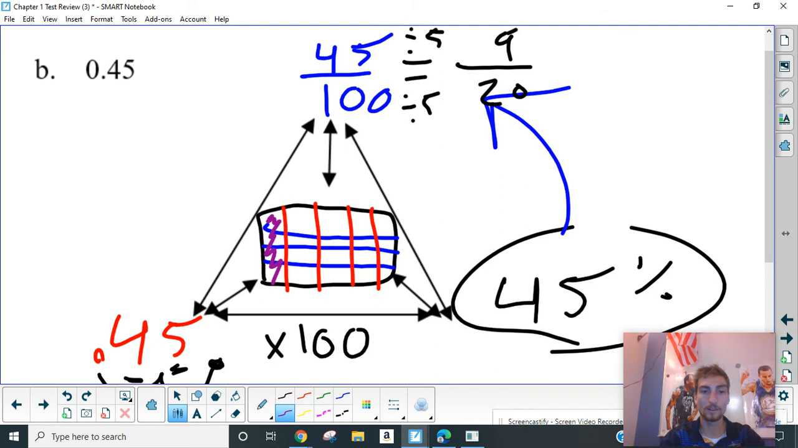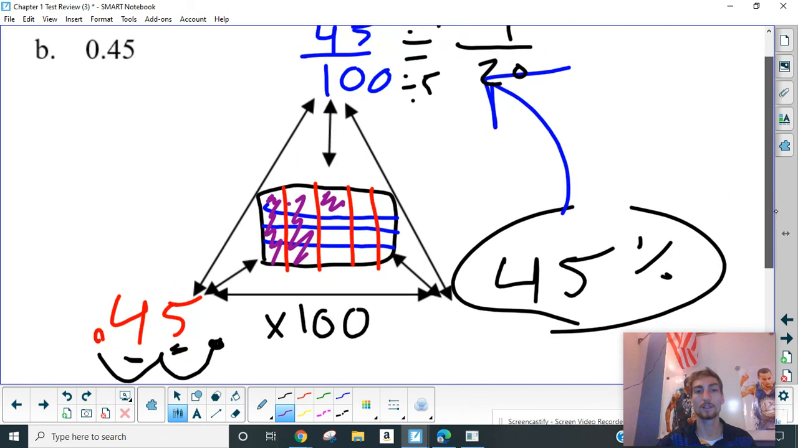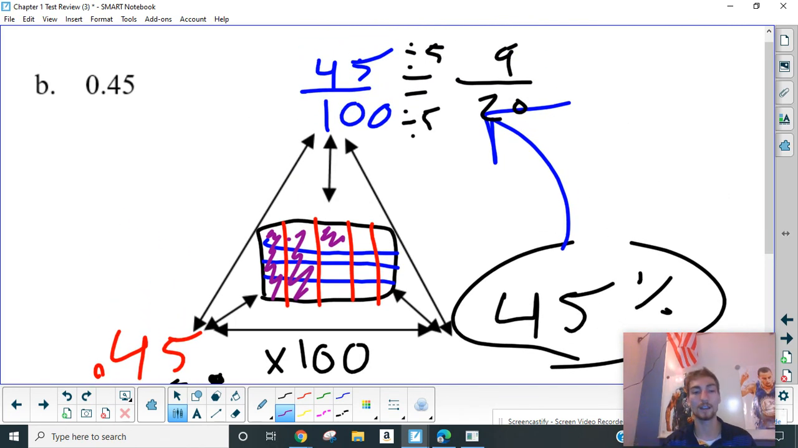There's 4, there's 4, there's my 9th shaded section. And so we should have 11 left over, right? 4, 4, 3, that's 11. Good. So we showed 9 over 20. We checked our work. We showed our work. And so now I think we're all done and ready to go.